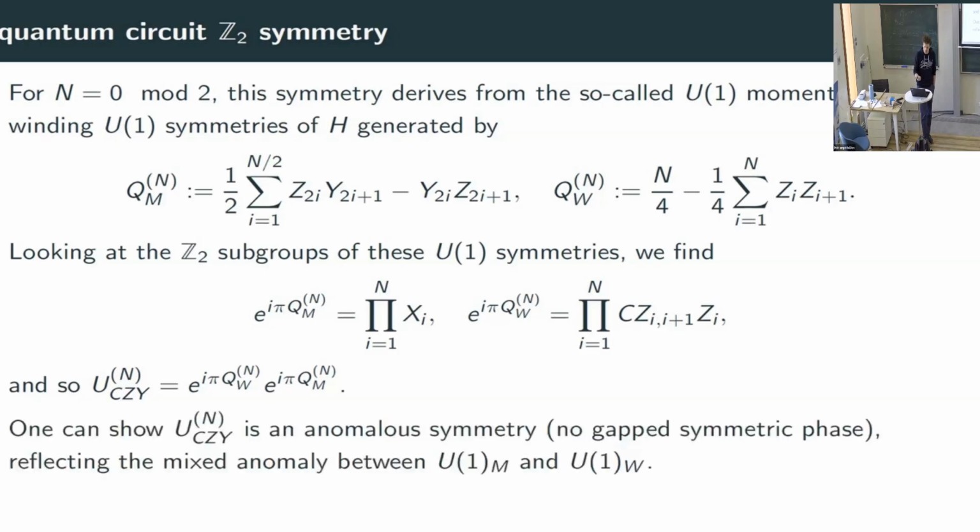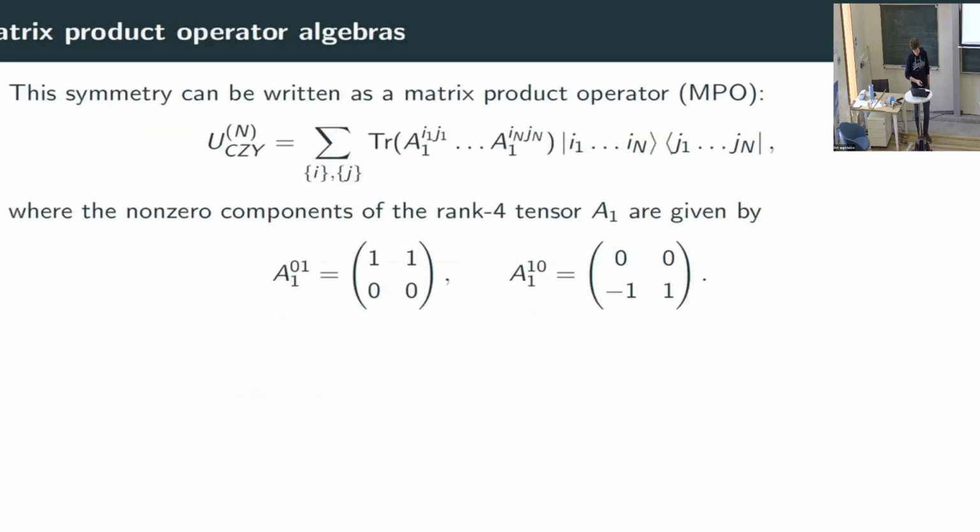And so the symmetry is interesting because it's anomalous. Anomalous means that there is no gapped symmetric phase if you have such a symmetry. And this is a reflection of the mixed anomaly between this U1 momentum and the U1 winding. So this is kind of the context for this symmetry. And what I want to do is understand the algebraic structure behind this symmetry. Where does this come from? Is there any kind of algebraic structure that I can use to explain this symmetry?